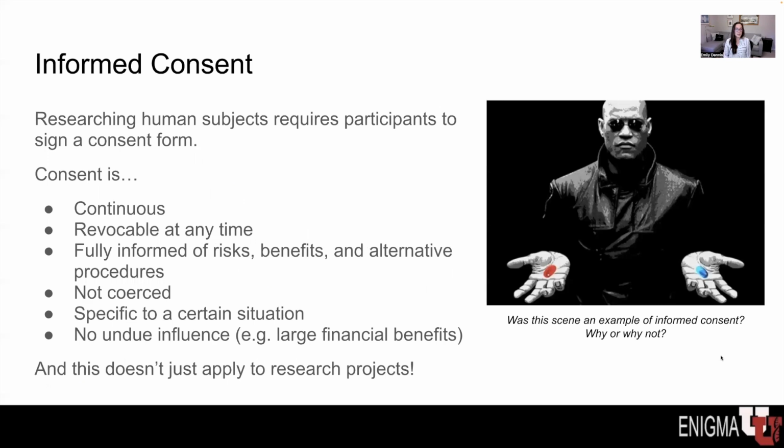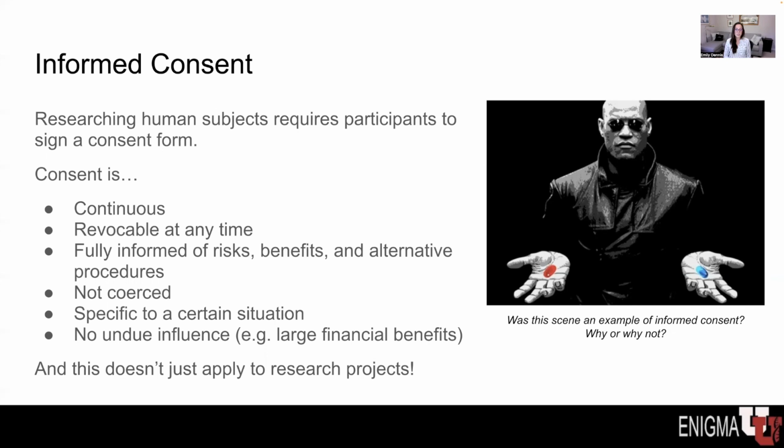Informed consent. Researching human subjects requires participants to sign a consent form. So consent is continuous. It is revocable at any time. At any time, someone can say that they no longer want to participate in a study. And if they say that, they have revoked their consent and you cannot continue the study with them.